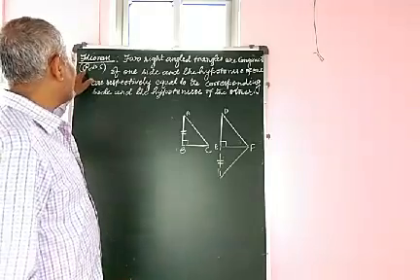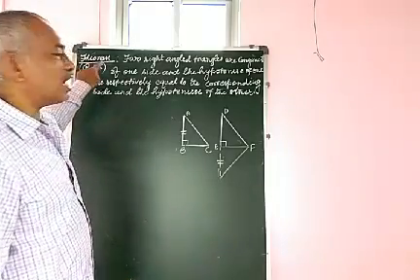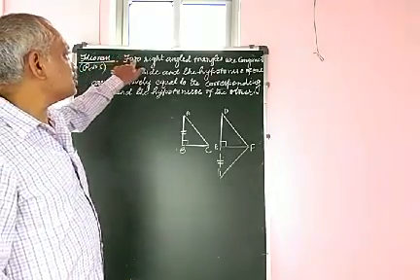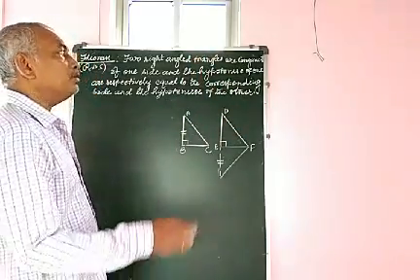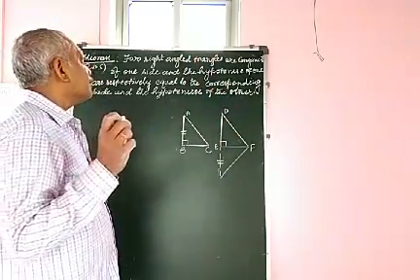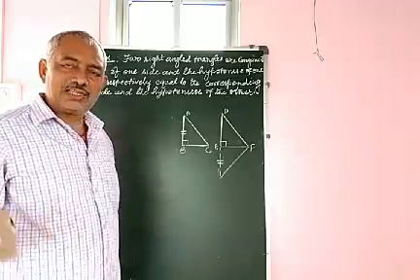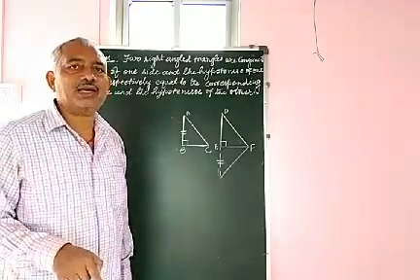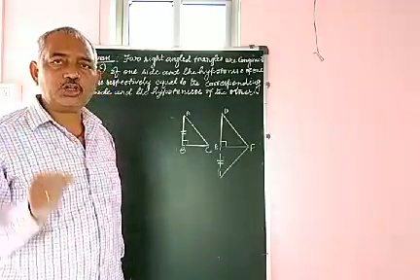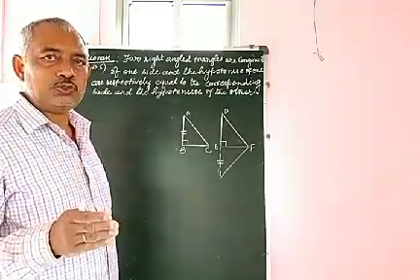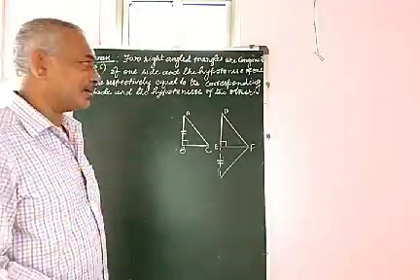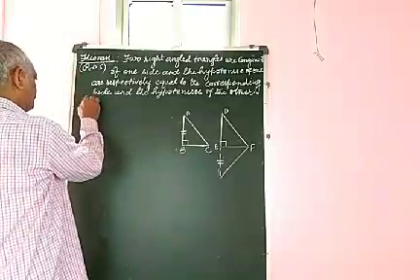Right angle, hypotenuse and a side. It means two right angle triangles are congruent if one side and the hypotenuse of one triangle are respectively equal to the corresponding side and hypotenuse of the other triangle.